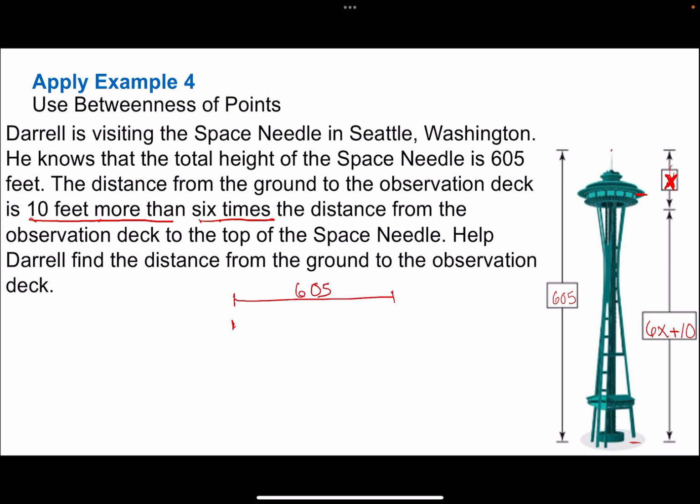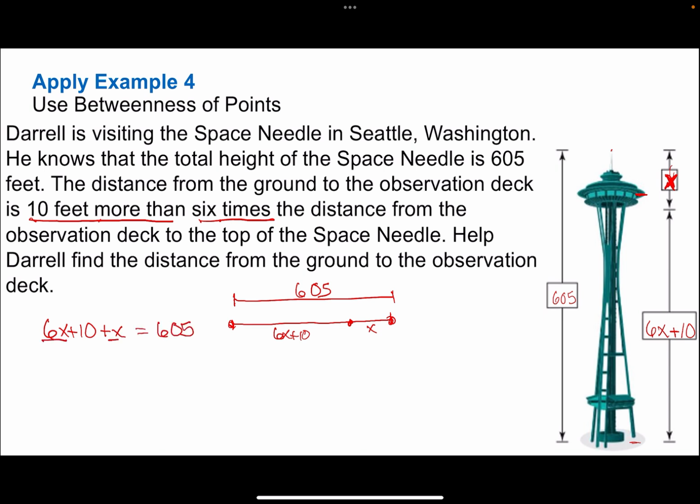But from the ground to the observation deck is 6x plus 10. And the observation deck to the very top is x. So our equation now is going to say 6x plus 10 plus x more has to add up to the 605.